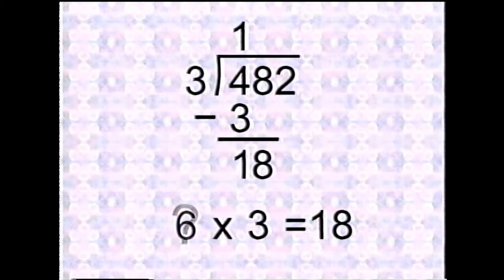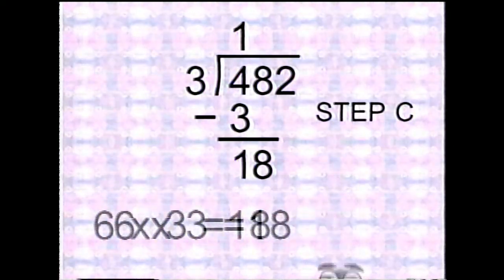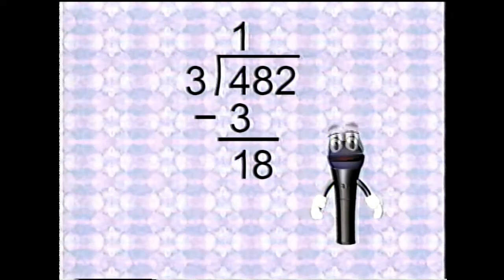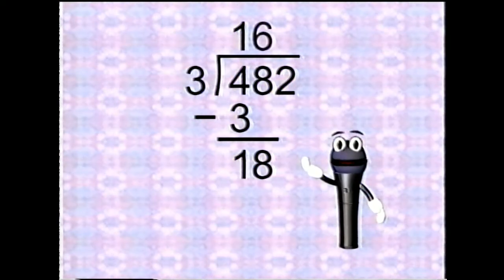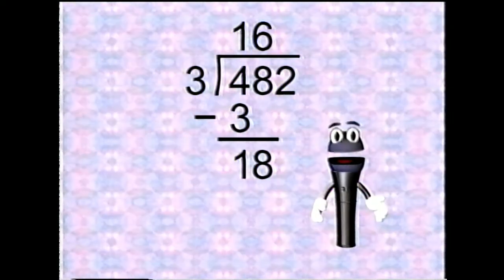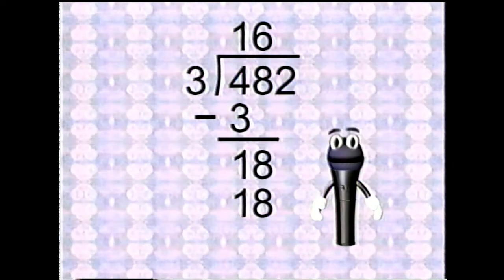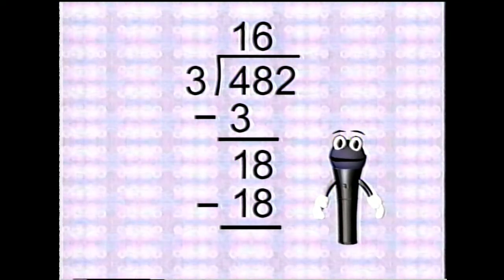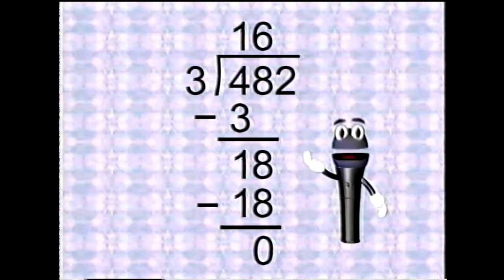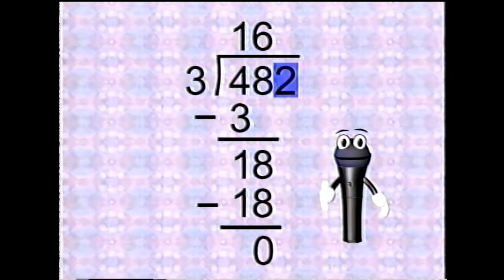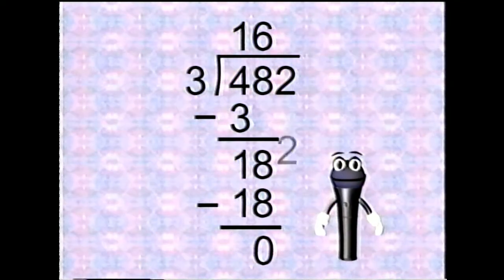6. Step C. We put a 6 for the quotient in the tens place. 3 times 6 equals 18. When we subtract 18 from 18, we get 0. The 2 is left in the ones place. We bring down the 2.